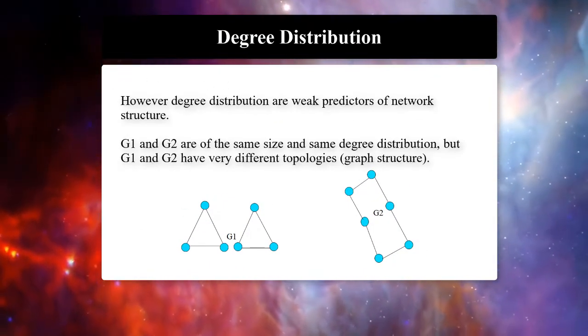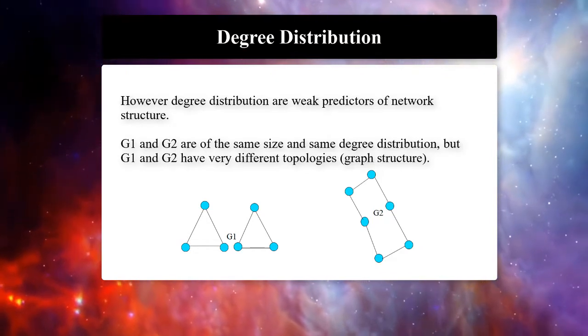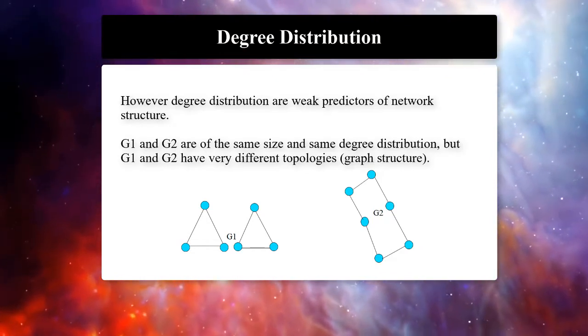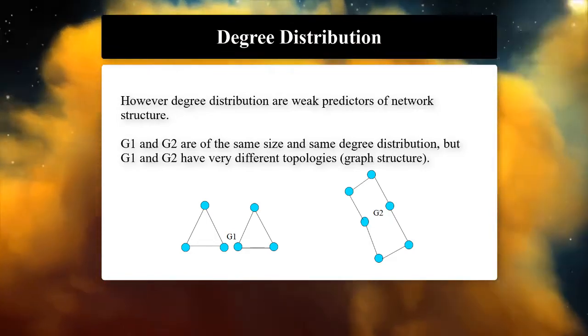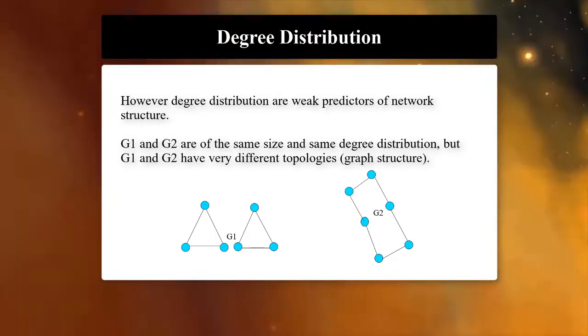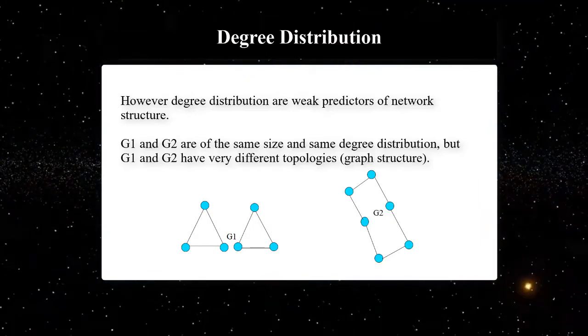However, degree distributions are weak predictors of network structure. For instance, G1 and G2 are of the same size and the same degree distribution, but they may have very different topologies.